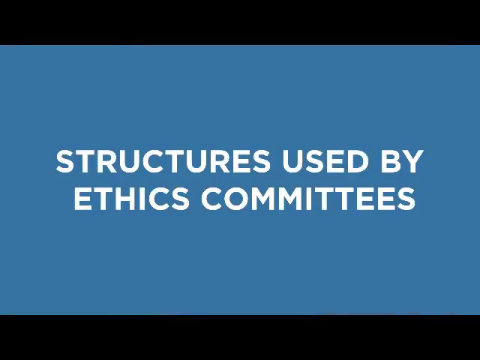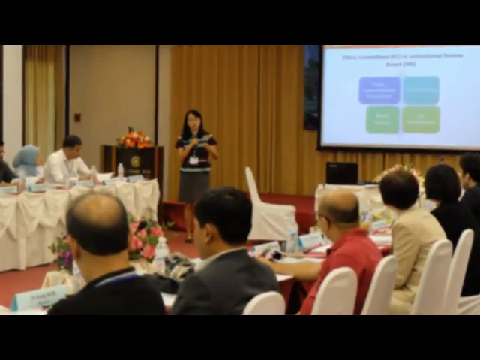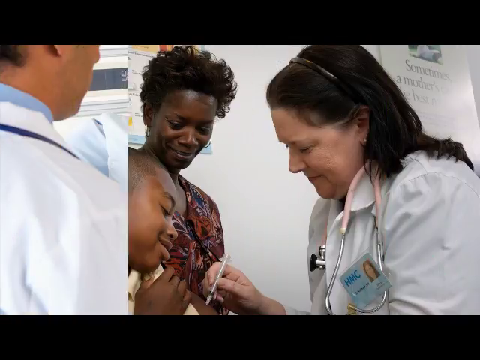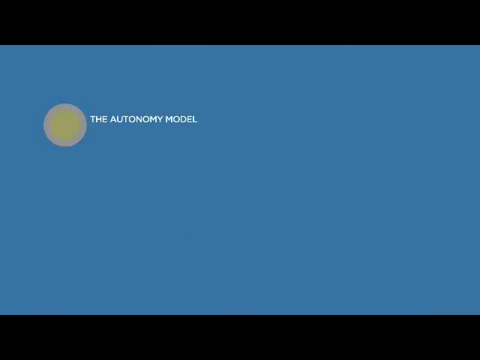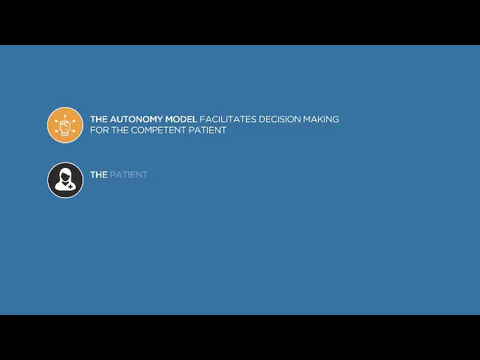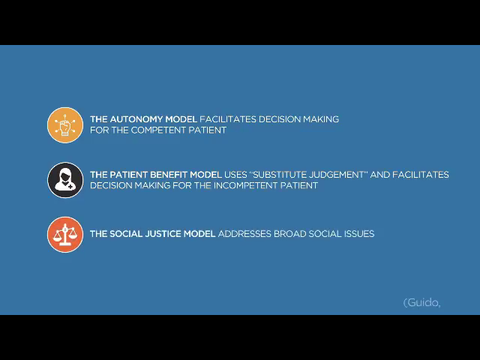Structures used by ethics committees. Models for institutional ethics committees include the autonomy, patient benefit, and social justice models. The autonomy model facilitates decision-making for the competent patient, whereas the patient benefit model uses substitute judgment and facilitates decision-making for the incompetent patient, and the social justice model addresses broad social issues.